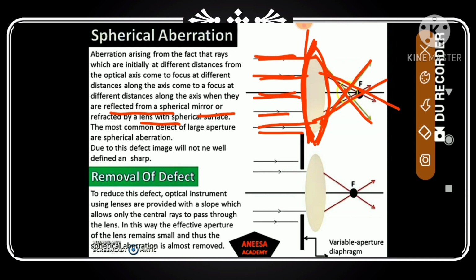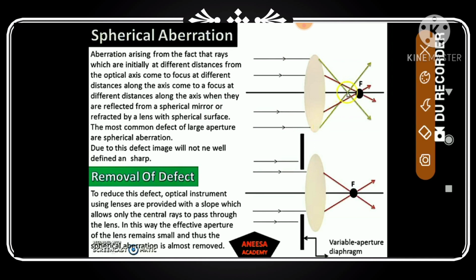So what is the removal of the spherical defect? To reduce this defect, optical instruments using lenses are provided with stops which allow only the central rays to pass through the lens. In this way the effective aperture of the lens remains small and thus the spherical aberration is almost removed. See here, to reduce this defect, what do we have to do? The aperture is very large, so the outside rays and the inside rays fall on the lens, and the image is blurred, focused at different points.